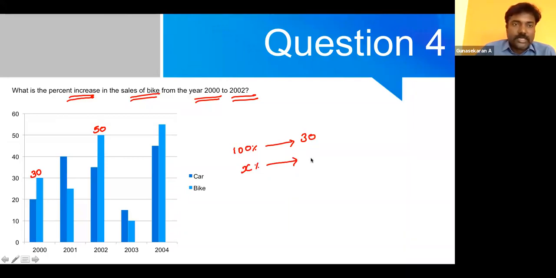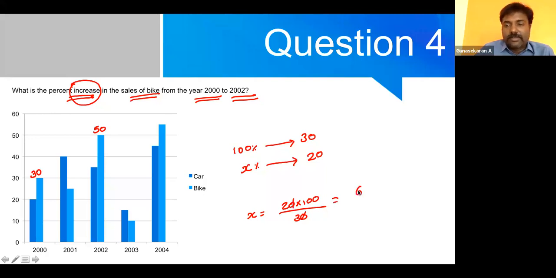No, they are not asking 50. They are asking 20. Understand? Percentage increase. They are not asking 2002 is how much of 2000, which would mean 50 is how much. Answer is 166%. The question is how much 2002 has increased. So difference only they are asking. So 20. That's the difference you have to understand. Clear? Perfect. 66.66%. 30 is 100%, so 10 is 33.33%, 20 is 66.66%. That's all.